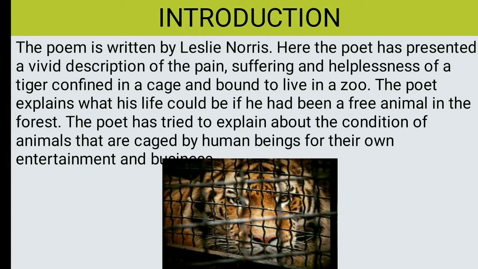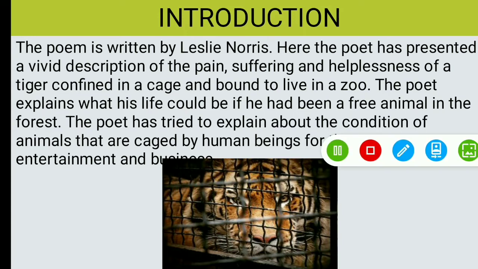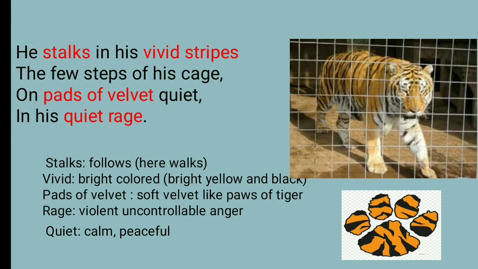So students, now let's have a look at the line by line explanation of this poem. In his vivid stripes, the few steps of his cage, on pads of velvet quiet, in his quiet rage.